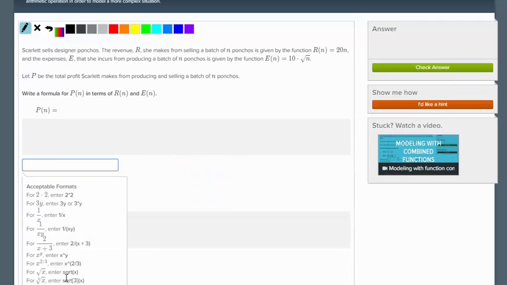Scarlett sells designer ponchos. The revenue R she makes from selling N ponchos is given by the function R of N, which equals 20N. And the expenses that she incurs from producing a batch of N ponchos is given by the function E of N, which equals 10 times the square root of N. Let P be the total profit from producing and selling a batch of N ponchos. Write a formula P of N in terms of R of N and E of N. So profit always equals revenue minus expenses. So my revenue is R of N, and my expenses is E of N.